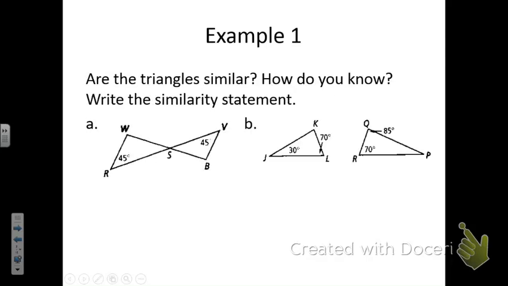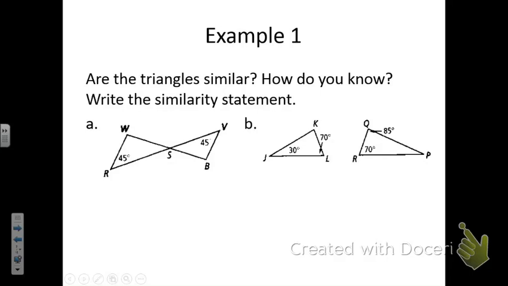So in the first example, it wants to know, are these triangles similar, and how do we know? If they are similar, it also wants us to write the similarity statement. So let's look at my first pair of triangles on the left-hand side here. So, the only shortcut we know at this point is angle-angle similarity. So that means I have to show I've got two pairs of congruent angles. Do I have any at first glance?